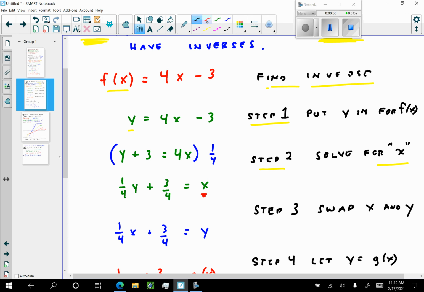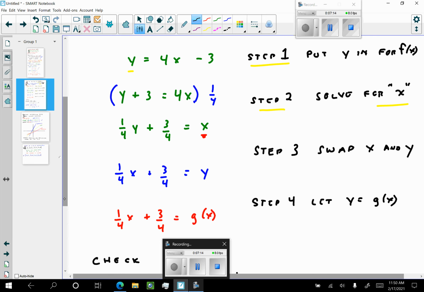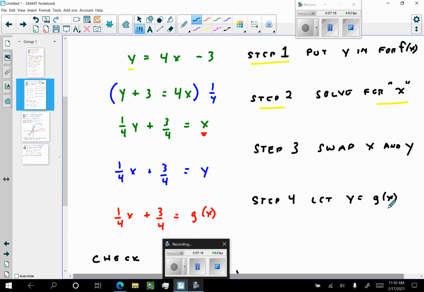Step 3, swap the x and y's. So wherever you see x, put y, and wherever you see y, put x. So x becomes the y, and y becomes the x. So y is 1/4 x plus 3/4. That's after step 3. Step 4 is simply let y equal g of x.